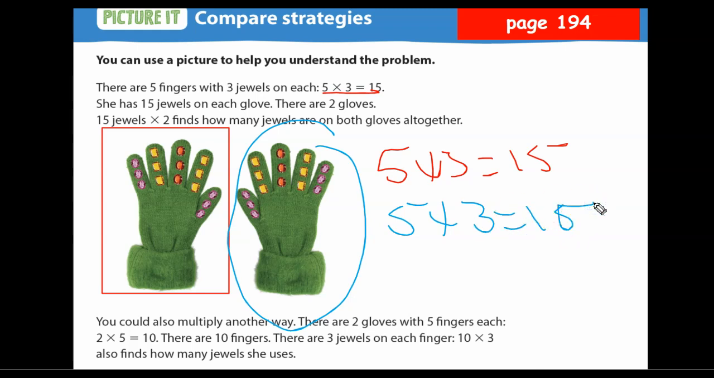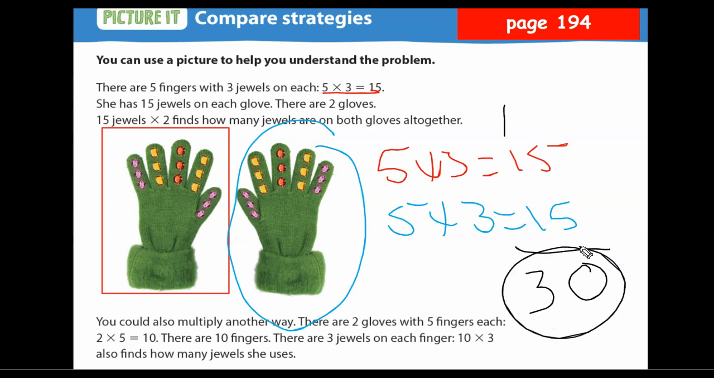And what do I need to do next in order to find out how many she has altogether? Exactly, add 15 plus 15. 5 plus 5 is 10. Put the 0 down. Carry the 1. 1 plus 1 is 2, plus the 1 that I carried is 3. Okay, so total she has how much? 30.